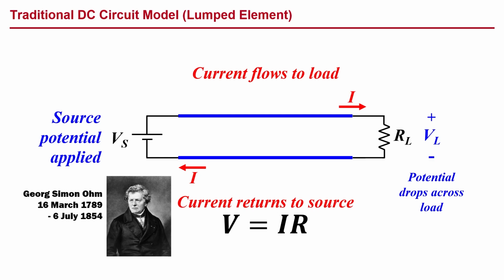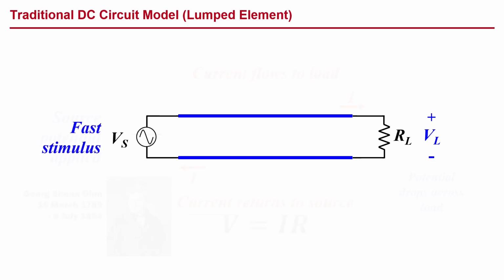This model works just fine at DC and low frequencies, but it runs out of gas when you start to move your stimulus signal at a rate that is faster than the signal can propagate down the line to the load. So, what happens then? I'm glad you asked.